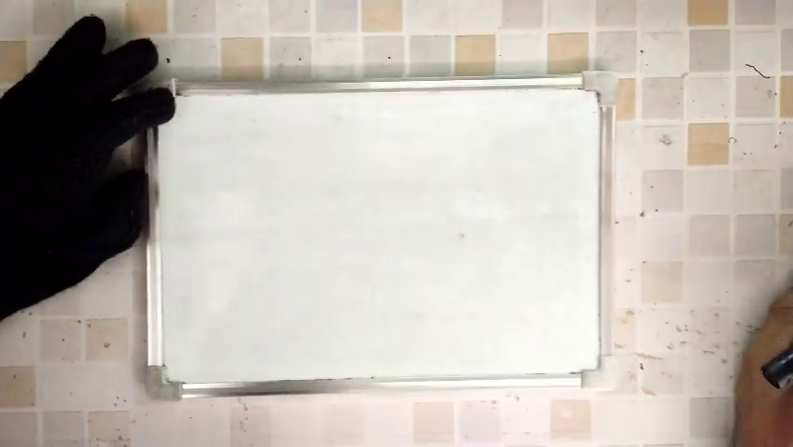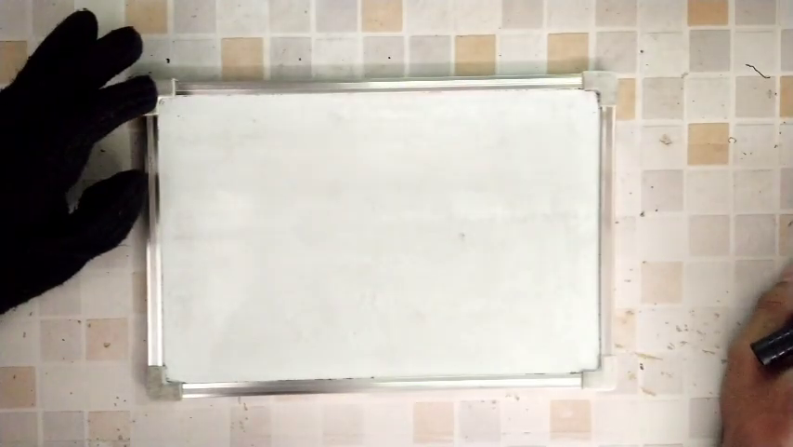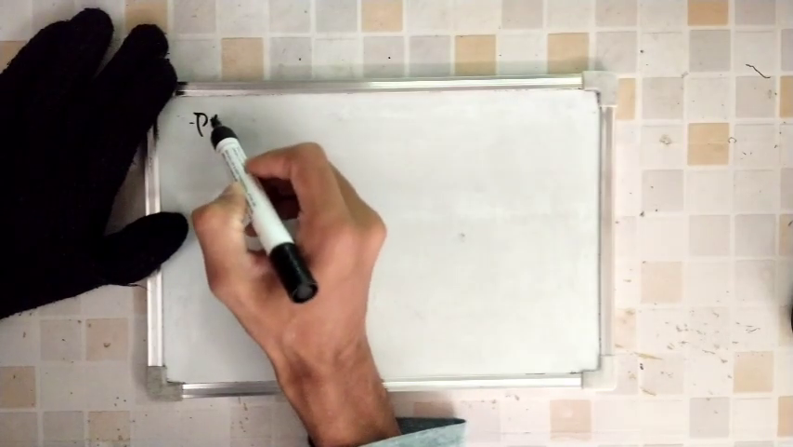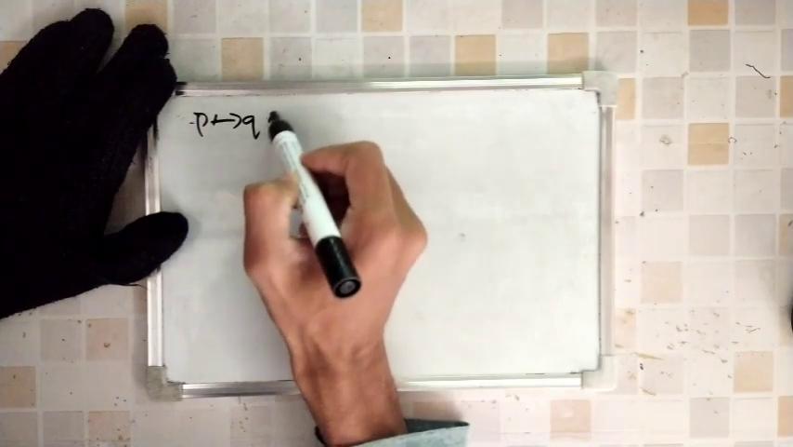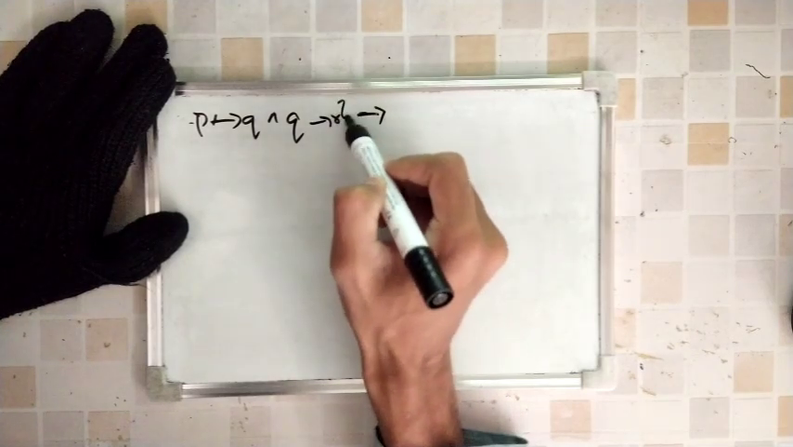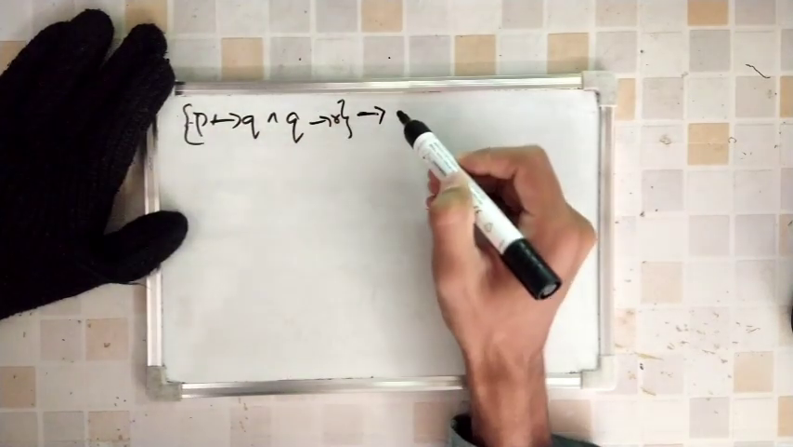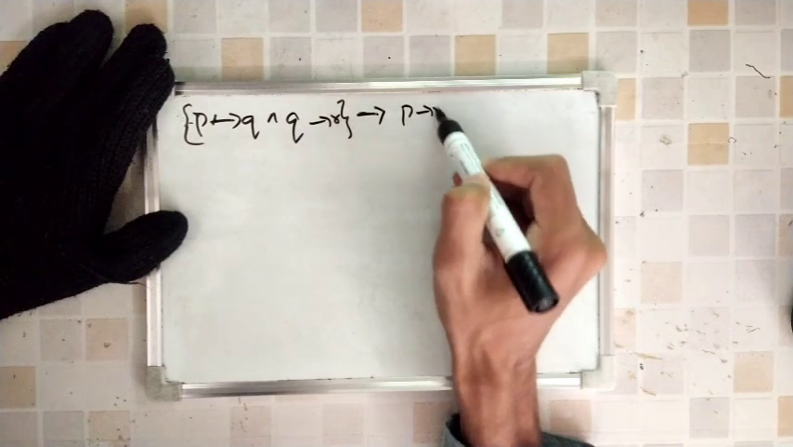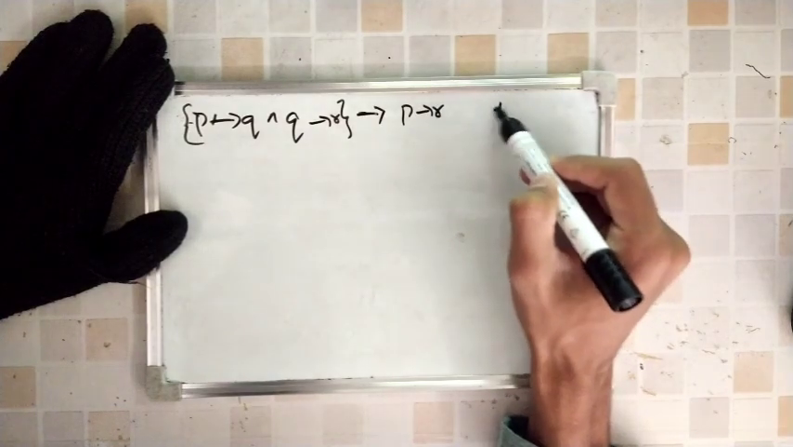Then what they have asked me, I have to solve the same way I solved on the first day. They have said that I have to prove that p implies q and q implies r, which whole implies p implies r, is a tautology.